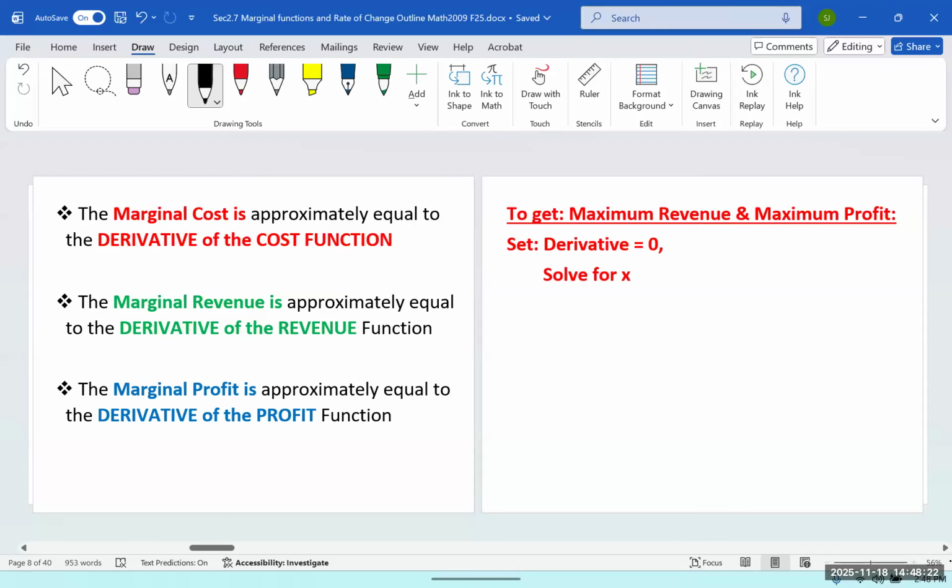So anytime from now on, if you see the word maximum or minimum, all you have to do is think about a horizontal tangent line. Take the derivative, set the derivative equal to 0, solve for x. Depending on what they're asking, sometimes you just solve for x and you stop, or you have to solve for y also.